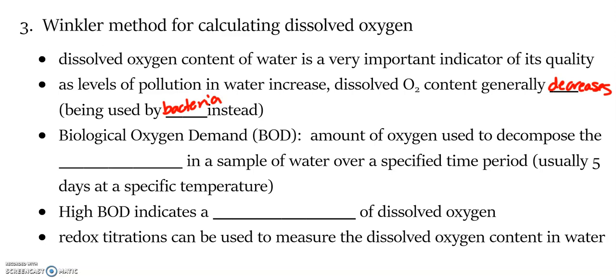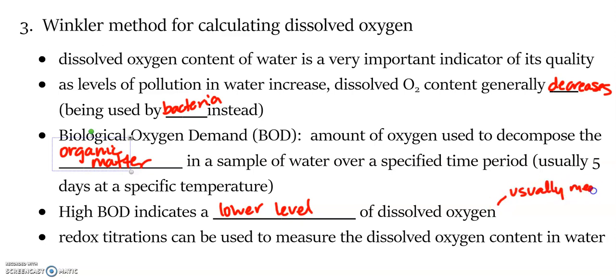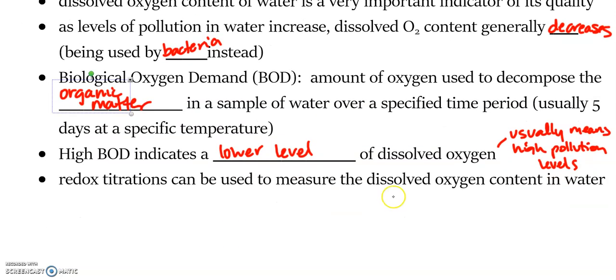The biological oxygen demand, or the BOD, is the amount of oxygen used to decompose the organic matter in a sample of water over a specified time, usually 5 days at a certain temperature. A high BOD indicates a lower level of dissolved oxygen. Usually, this means high pollution levels. A BOD of less than 5 parts per million is not considered polluted.